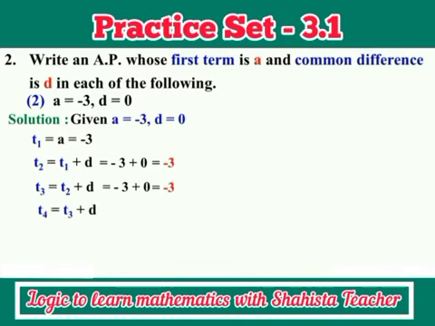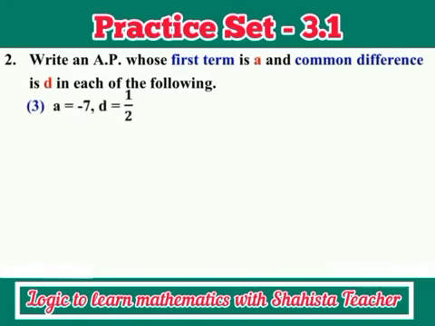Now T4 is equal to T3 plus D. So here we have again minus 3 plus 0, so minus 3. See, all of these are minus 3. So the arithmetic progression is minus 3, minus 3, minus 3 and so on. Is that clear? Now let's solve sub question 3. A is equal to minus 7, D is equal to 1 upon 2.